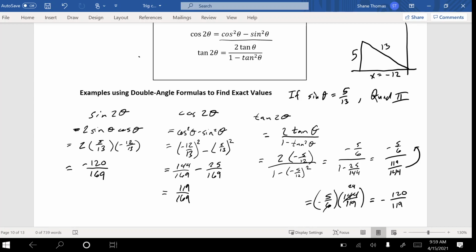Questions? Anybody? What's that? This one here? Right here. So this is 144 over 144. 144 minus 25 is 119. Okay? Questions? That's it. I just get ugly numbers. You got ugly numbers on this one.